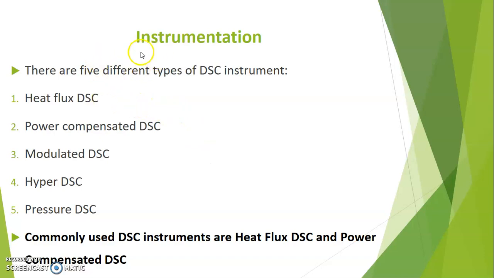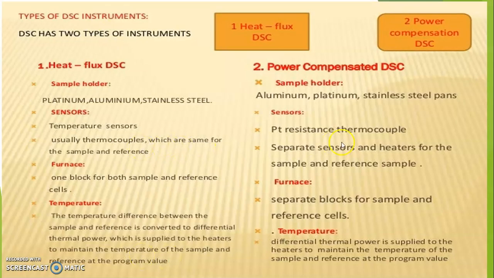So the next part is the instrumentation of the DSC method. There are five different types of DSC instruments available, such as heat flux DSC, power compensated DSC, modulated DSC, hyper DSC and pressure DSC. Commonly used DSC instruments are heat flux DSC and power compensated DSC. These two types of instruments are most commonly used. This is the basic difference between the heat flux DSC and power compensated DSC. So here we will see what the difference is.